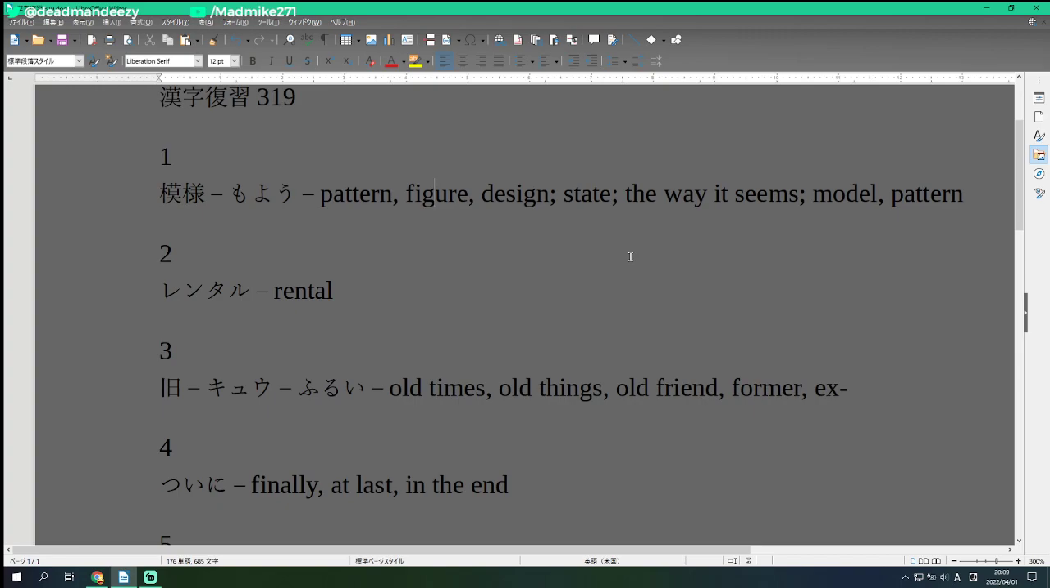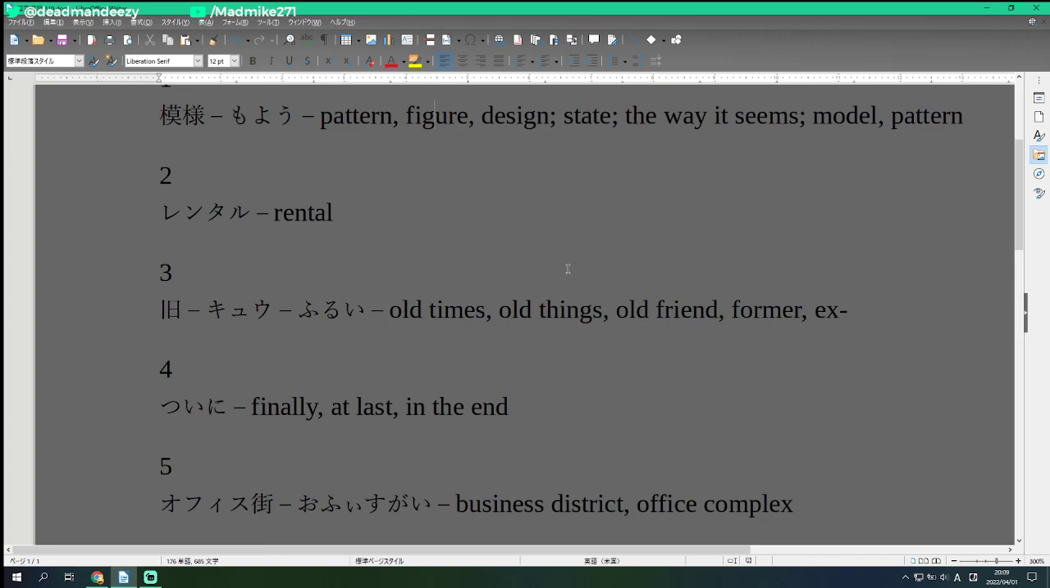Moyo. Number 2 is rentaru. Rentaru is a rental. You can hear this one just came straight from English. Rentaru is a rental. No kanji here, just katakana. Nothing special. Rentaru.